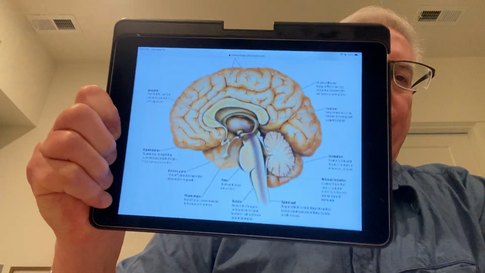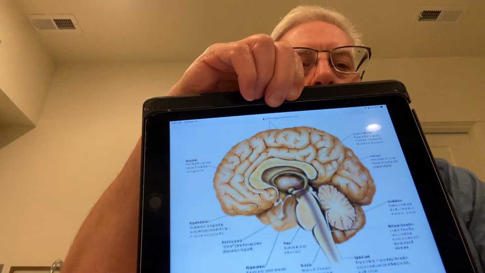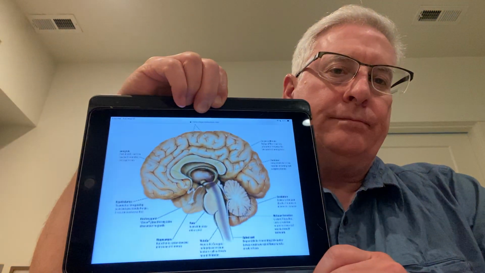Your book talks about the forebrain and the hindbrain, and oops, what did I do? I didn't do the right thing. There we go. The forebrain and the hindbrain and etc. We're going to do a much easier way of dividing the brain into different sections.